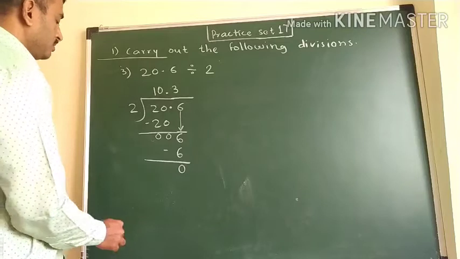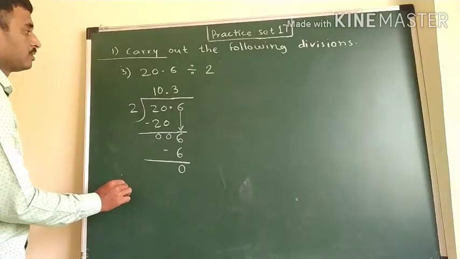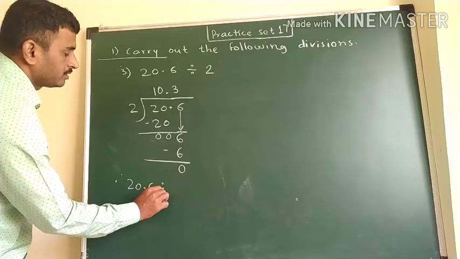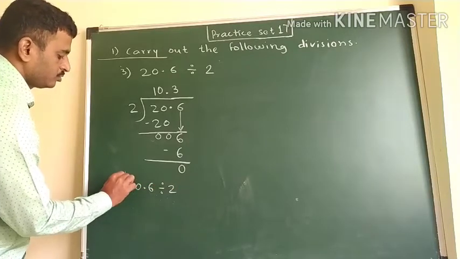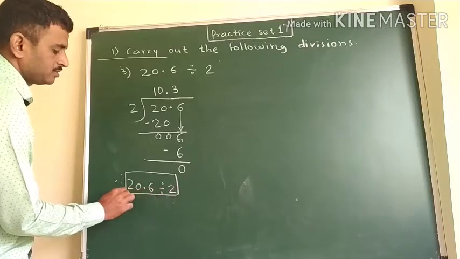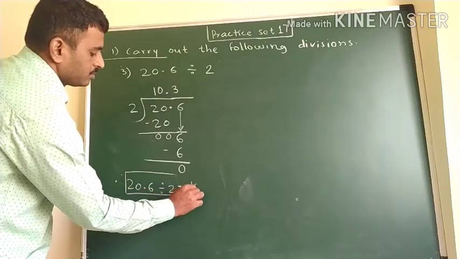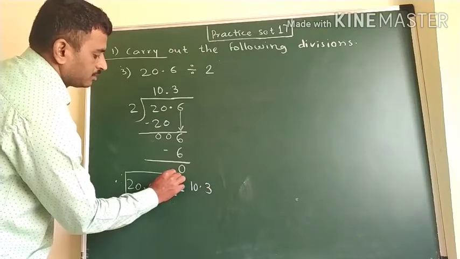10.3. So we can write 20.6 divided by 2 is equal to 10.3.